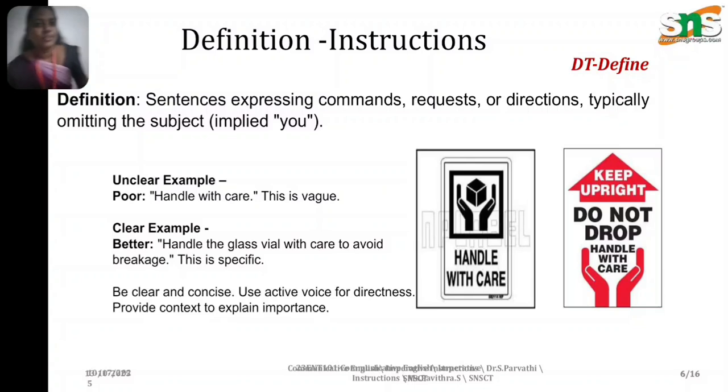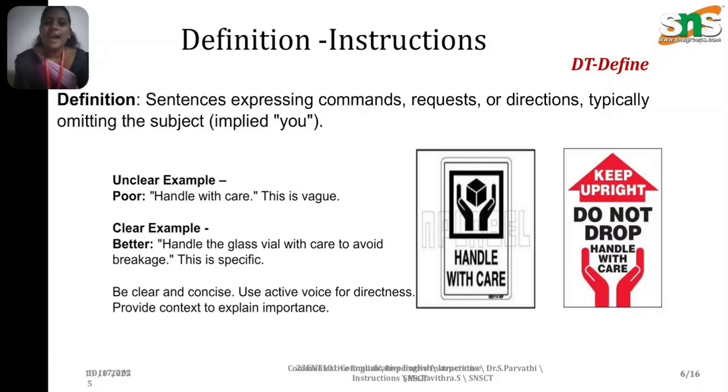What is the definition of instruction? Instructions are sentences expressing commands, requests or directions to people. Typically we avoid the word you. We don't say you should do that or you should not do that. Instead, we simply say open the door, without you. I hope you understood.